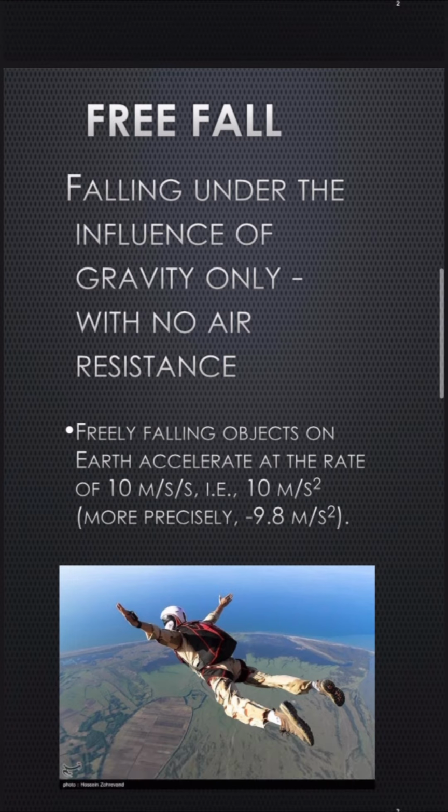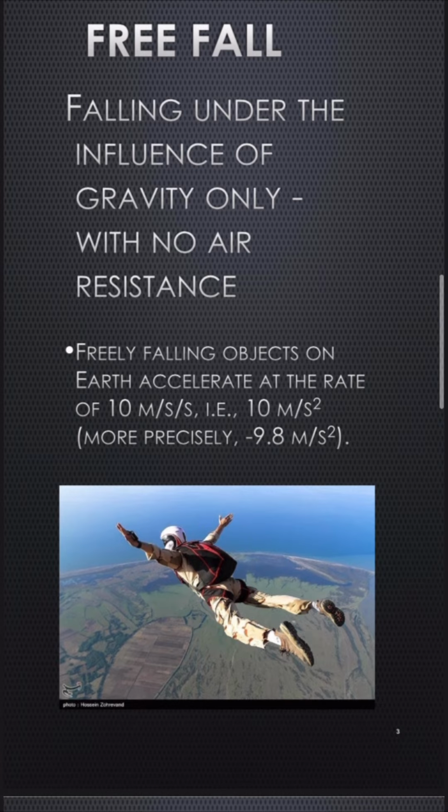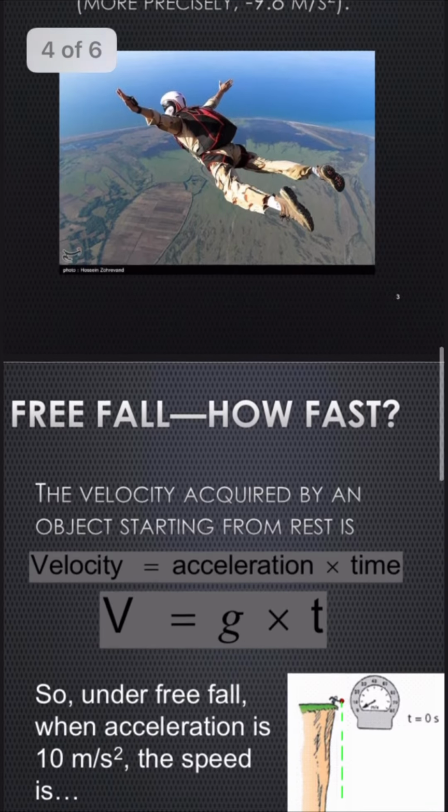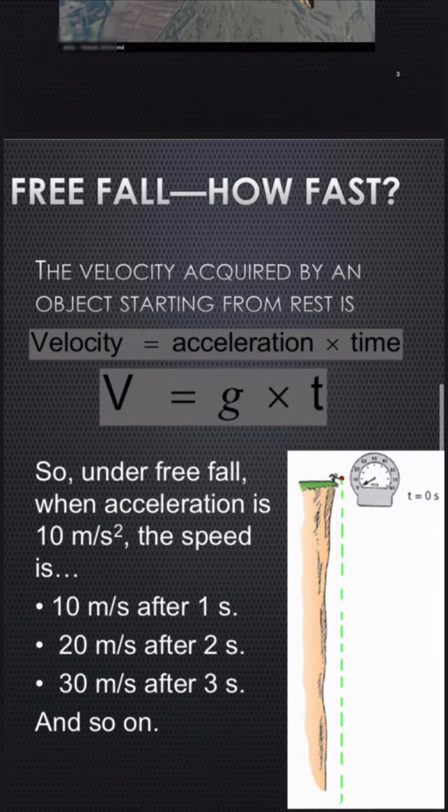Now, a skydiver is under the influence of gravity, but they're also under the influence of air resistance. So free fall is a very special occasion where the only acceleration acting on it is gravity, and there's no other force like air resistance acting on a falling object. This is always going to occur at negative 10 meters per second squared because it's downward, or more precisely negative 9.8 meters per second squared.